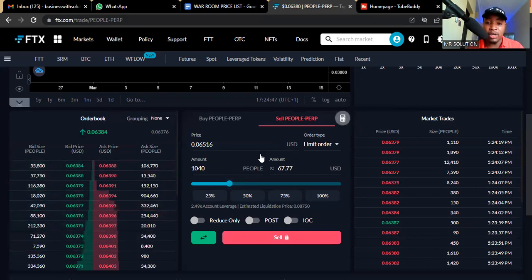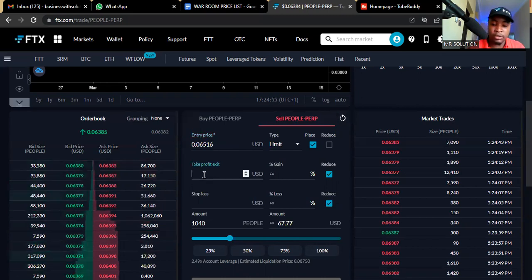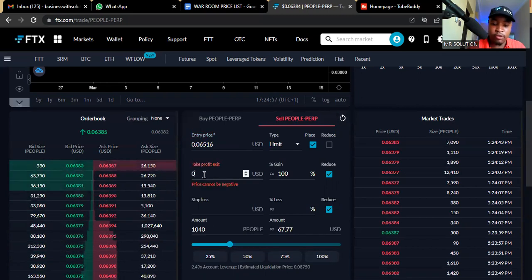So I click on this calculator symbol here. My entry is 0.06516. I'm looking at taking profit at 0.05920.